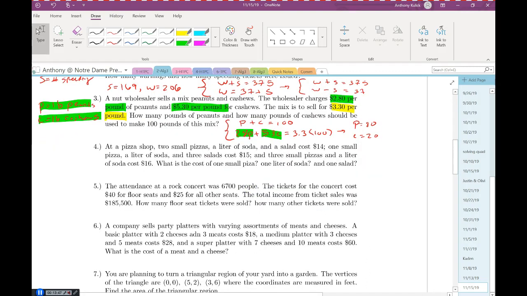4. At a pizza shop, 2 small pizzas and a liter of soda and a salad cost $14. 1 small pizza, a liter of soda, and 3 salads cost $15. And 3 small pizzas, a liter of soda cost $16. What is the cost of 1 small pizza, 1 liter of soda, and 1 salad?